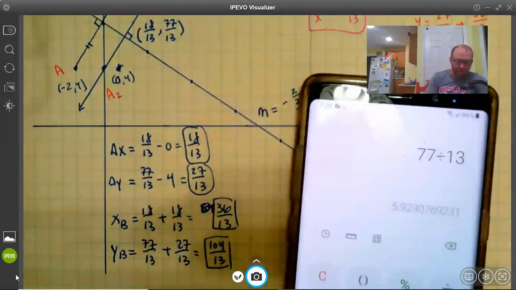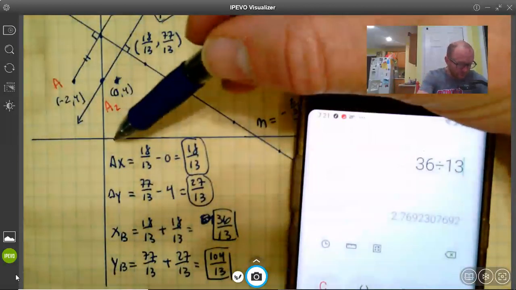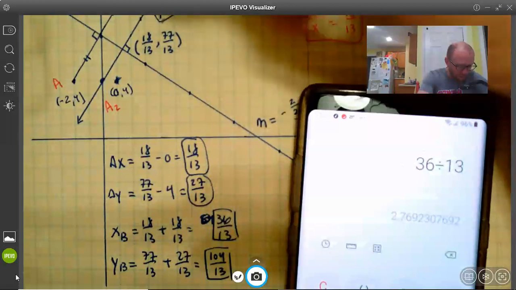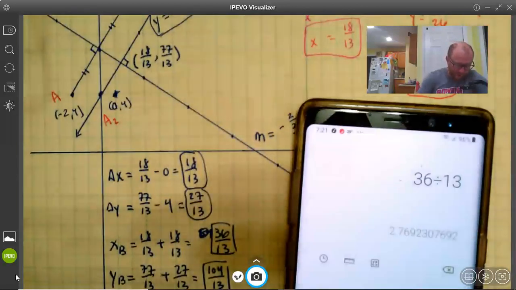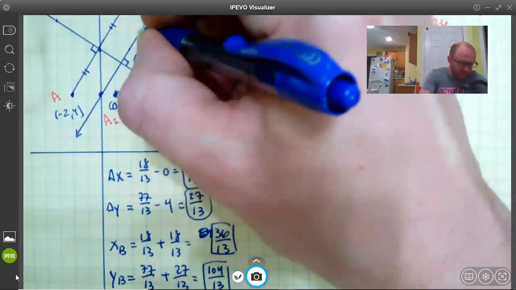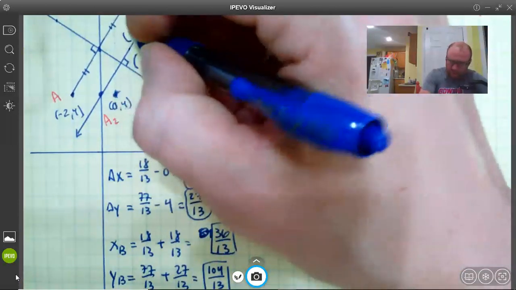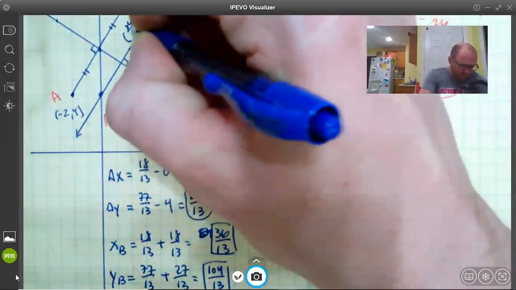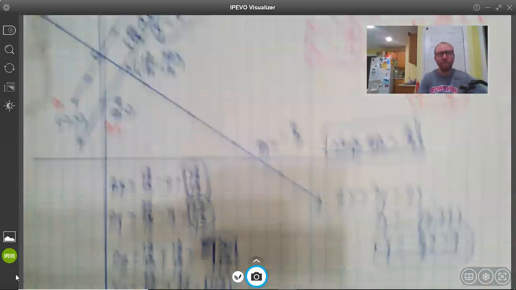Let's get an idea of what those are. See, 36 thirteenths is around 2.76, about 2 3/4. So 1, 2, looking up here somewhere, and 104 over 13 is 8 exactly. 1, 2, 3, 4, 5, 6, 7, 8. So it's right here. So point B is 36 thirteenths, comma 8. Oh, there we go.